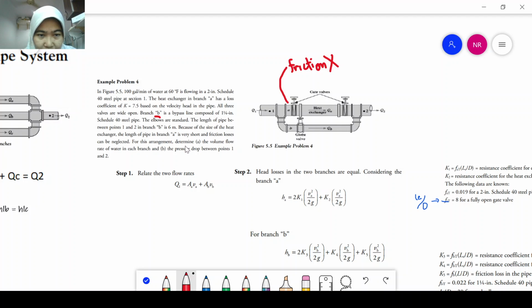So let's see the question. Determine A, the volume flow rate of water in each branch. We have two branches, so you would like to find QA and QB. The second question is the pressure drop between point 1 and point 2. So we will do this together now.